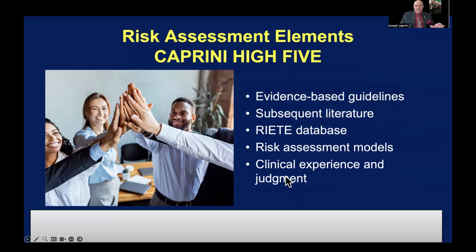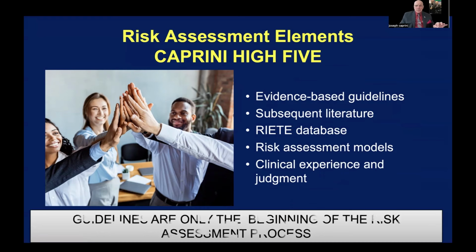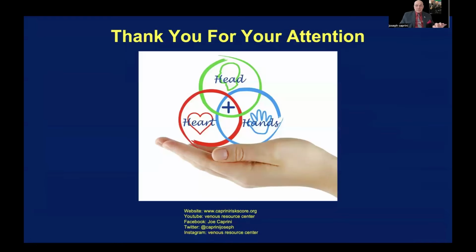Finally, remember about the Caprini High Five as a guideline, and don't just think of risk assessment as picking a particular tool. Guidelines are only the beginning of the risk assessment process. That's the other thing. Many patients in the guidelines are average risk. Your patient may be very high risk.